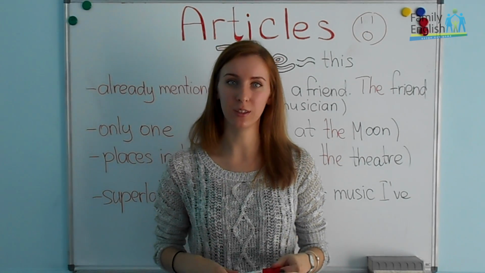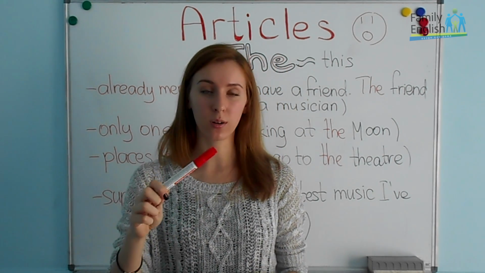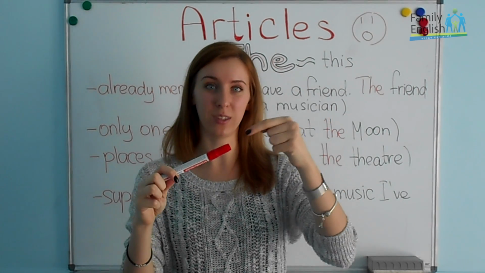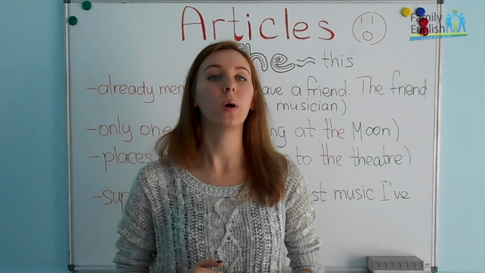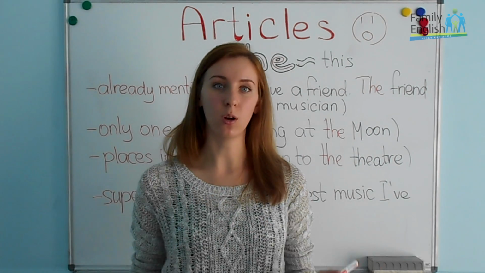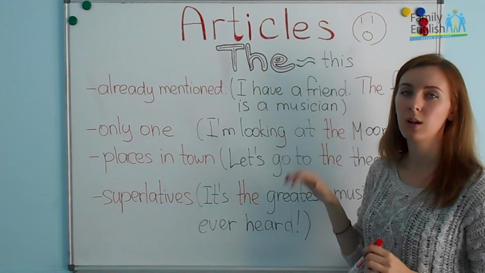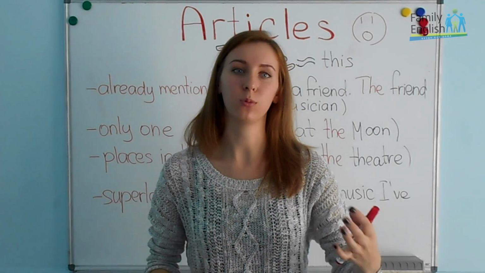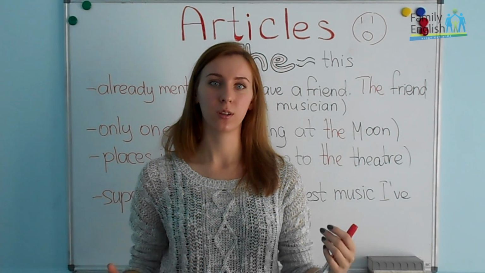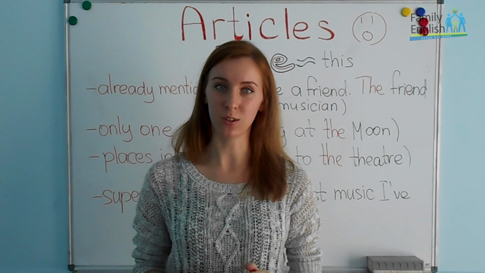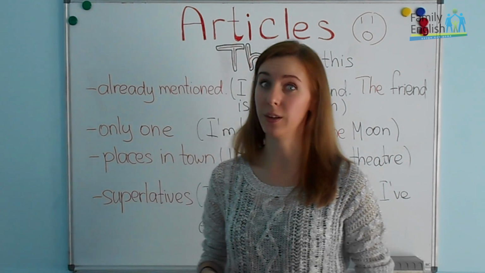Also, we use the definite article when it's clear what we're talking about. For example, if I say the marker is red, you know that I'm talking about this marker. We also use the definite article when there is only one of something. For example, I'm looking at the moon. There's only one moon that we all know I'm talking about. The moon, the sun, the earth, the internet, and so on. So when there's only one such thing, we use the.